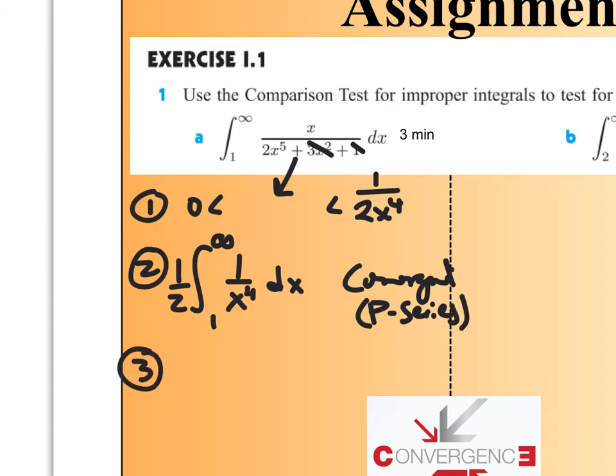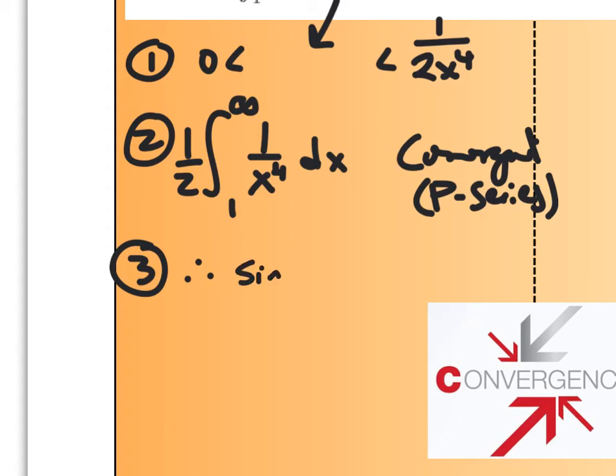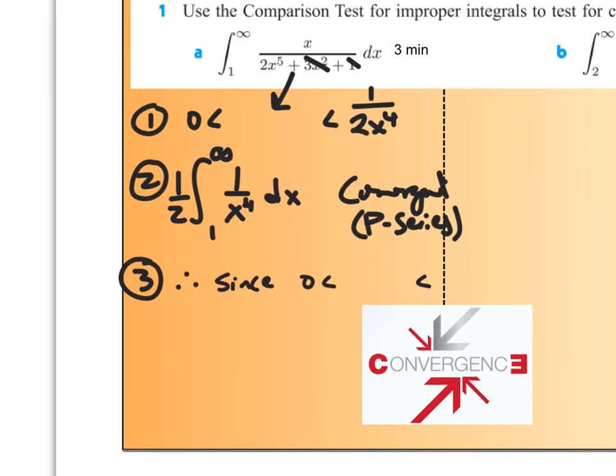Step number 3 is my therefore statement. Therefore, since, and then I just state step number 1. I'm not going to write out the function in the middle, but you would need to. That would be less than 1 over 2x to the 4th for all values from 1 to infinity.